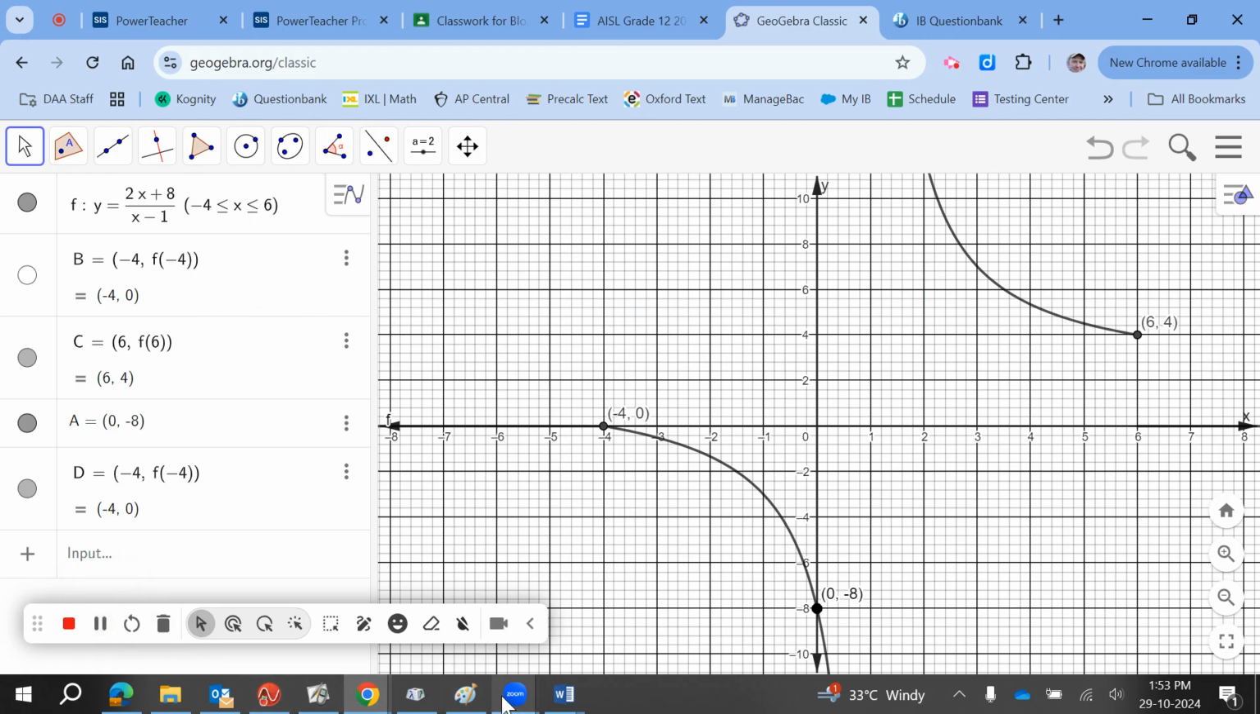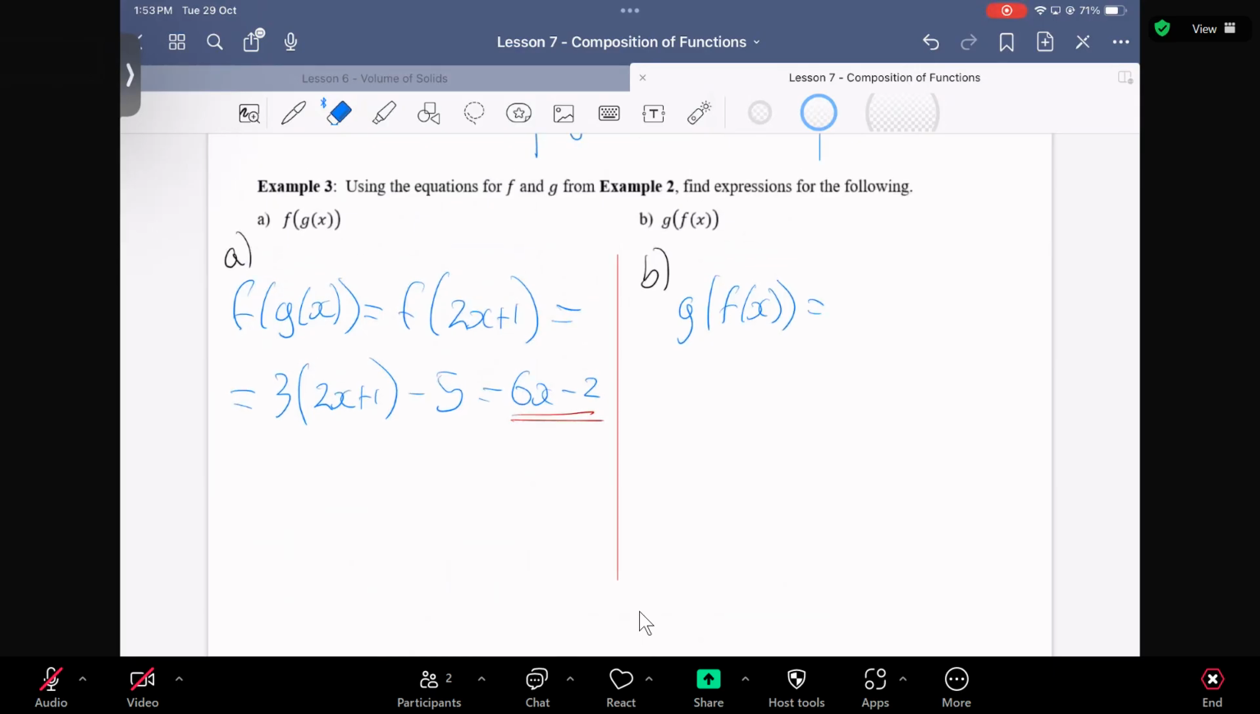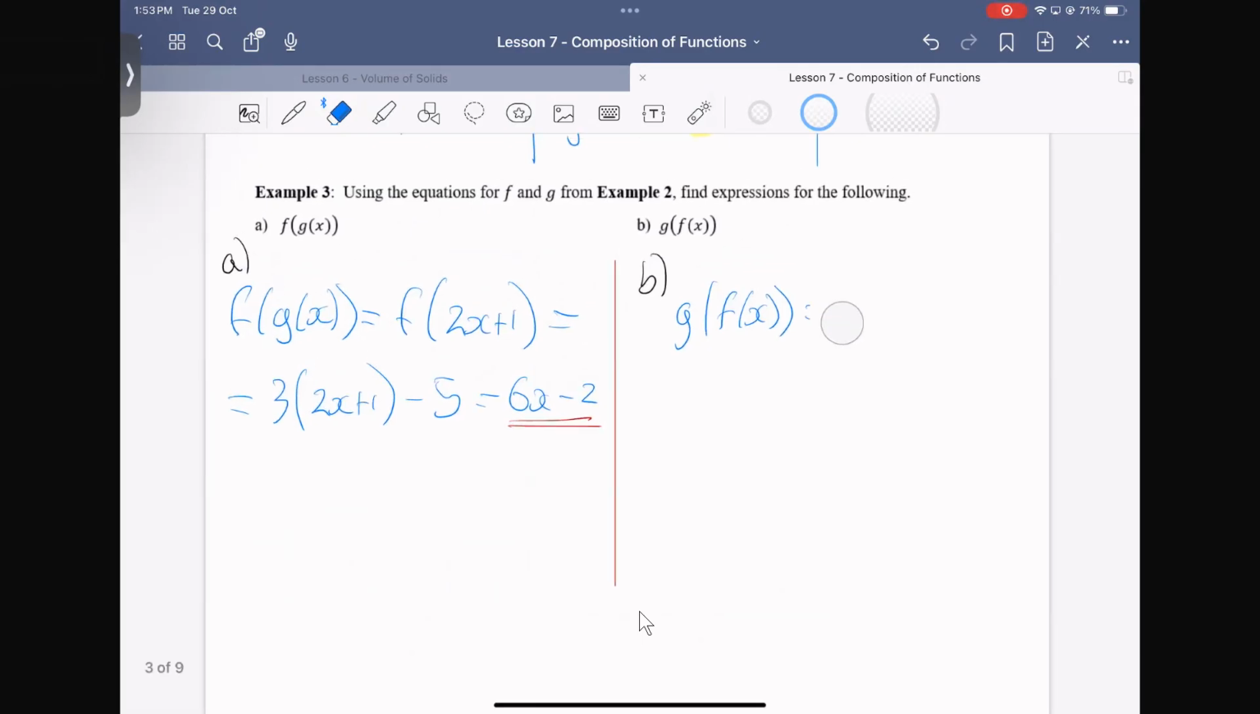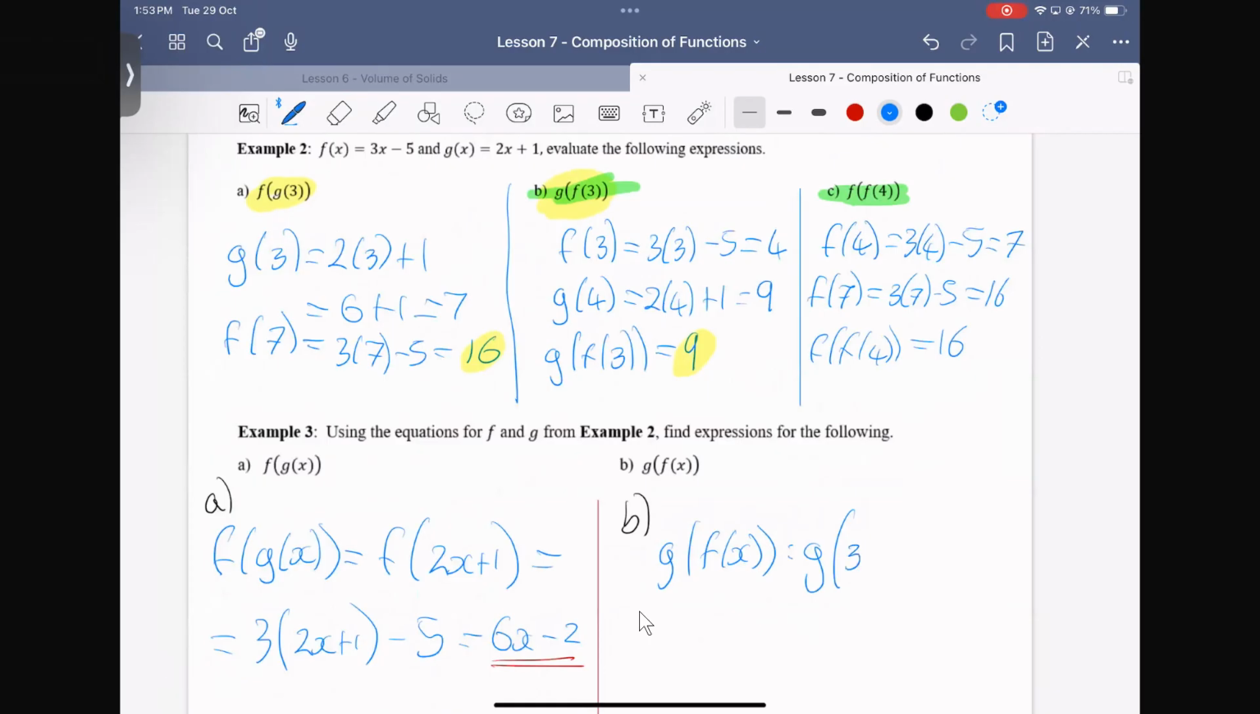Let's continue. All right, so what did we get here for this one? So we need to put f of x into g, and f of x is up here, 3x minus 5. And then that means our g of x is 2 bracket, and we put in place of x, we put in the input, plus 1.